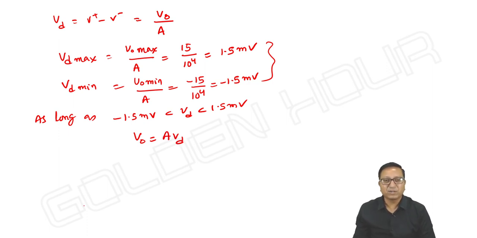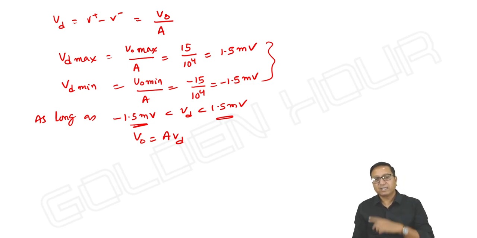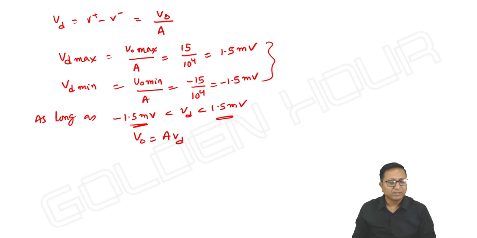Otherwise, you cannot use this equation. Out of this range, you can't use this equation. Okay, please do observe this. That is dependent on the range of input. VD depends upon your gain A and the power supplies you are connecting to the operational amplifier. Based on that, in this example, I am writing it.